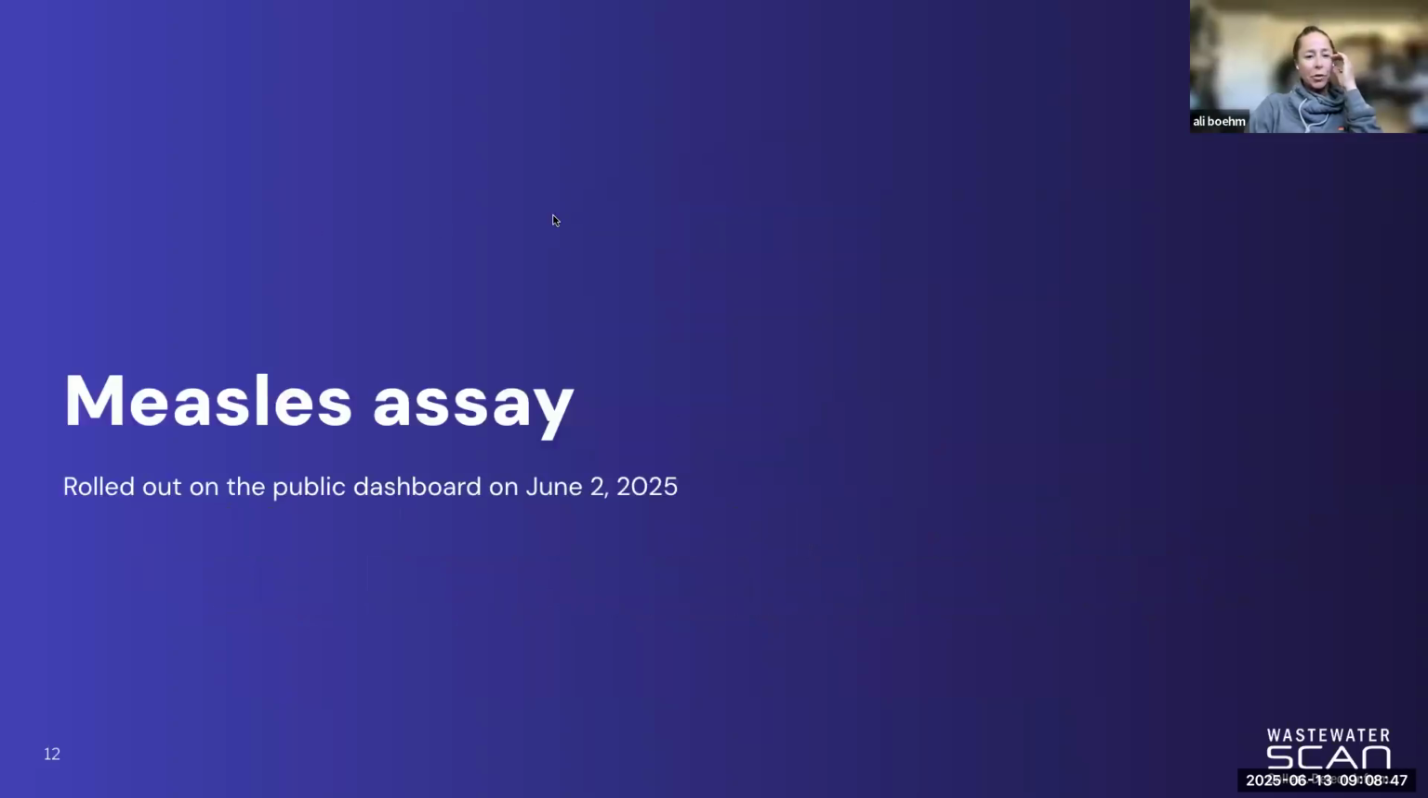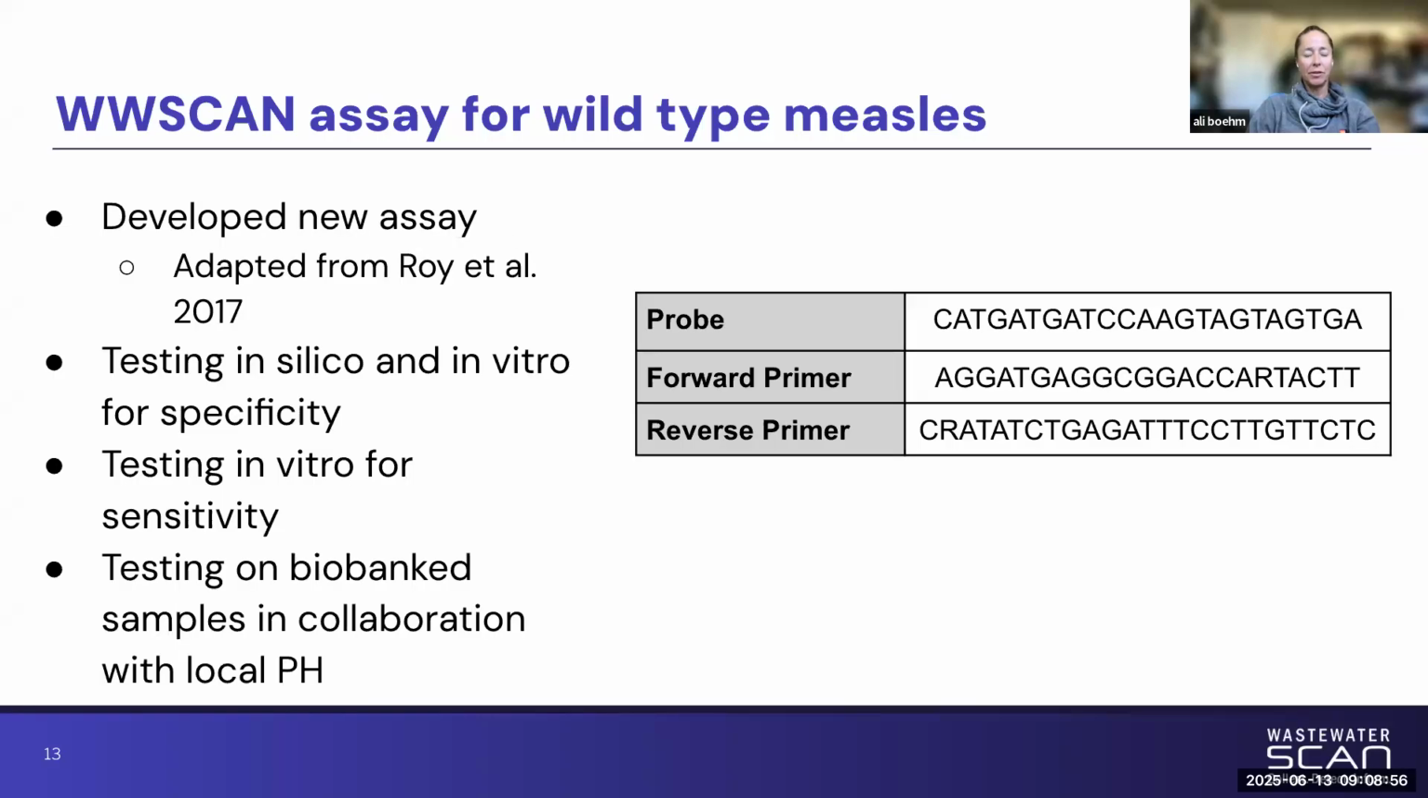Hey everybody. So we rolled out the measles assay on June 2nd, 2025 to the public dashboard. And next slide, I'm going to go over some details associated with it. So we developed a new assay that is adapted from one published by Roy et al. in 2017. The assay is shown here. It was tested in silico and in vitro for specificity and sensitivity, and tested on biobank samples in collaboration with local public health departments and wastewater treatment plants. Next slide.